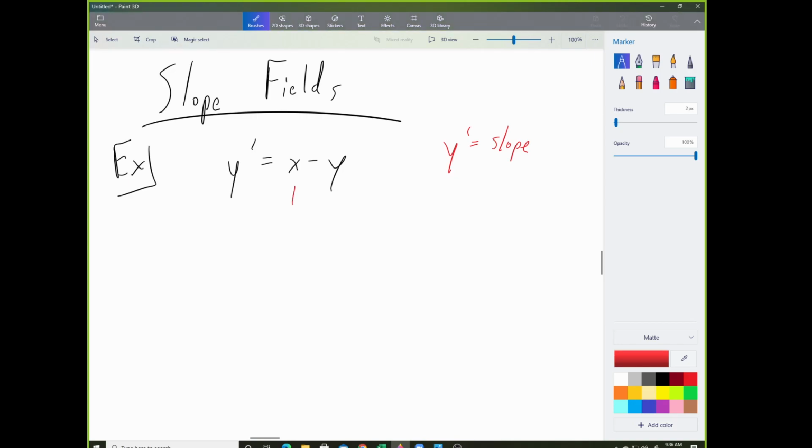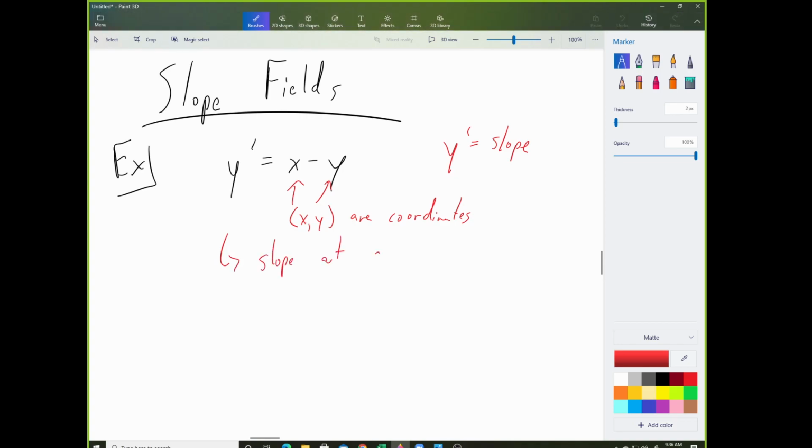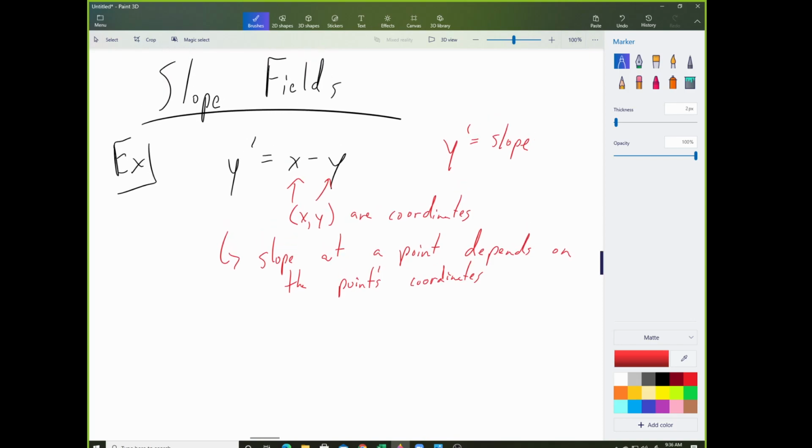And remember, x and y are coordinates. So in other words, this is saying your slope at a point depends on the point's coordinates, which should make sense because the y value depends on the x value you plug in. In this case, the slope depends on both the y and the x.